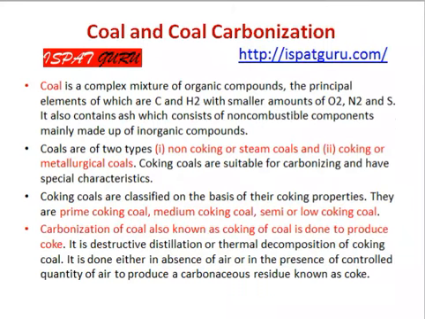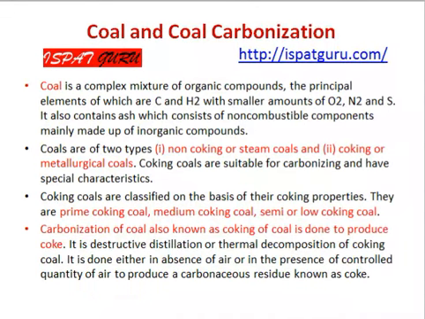Coal is a complex mixture of organic compounds, the principal elements of which are carbon and hydrogen, with smaller amounts of oxygen, nitrogen and sulfur. It also contains ash, which consists of non-combustible components mainly made up of inorganic compounds.